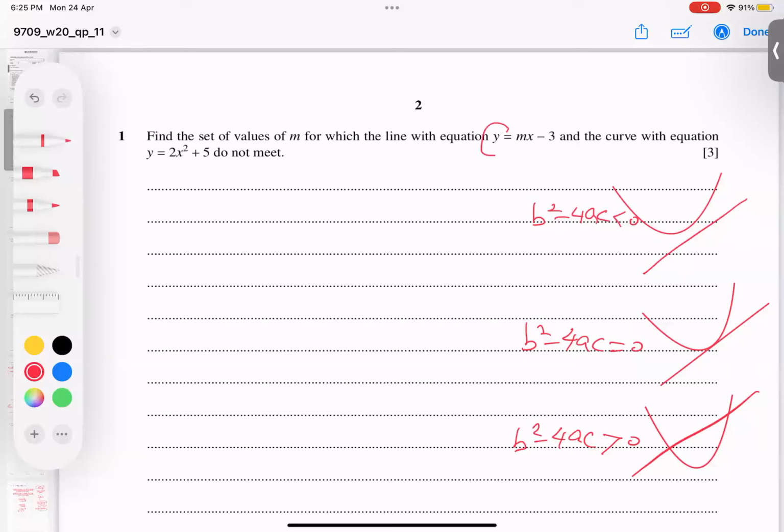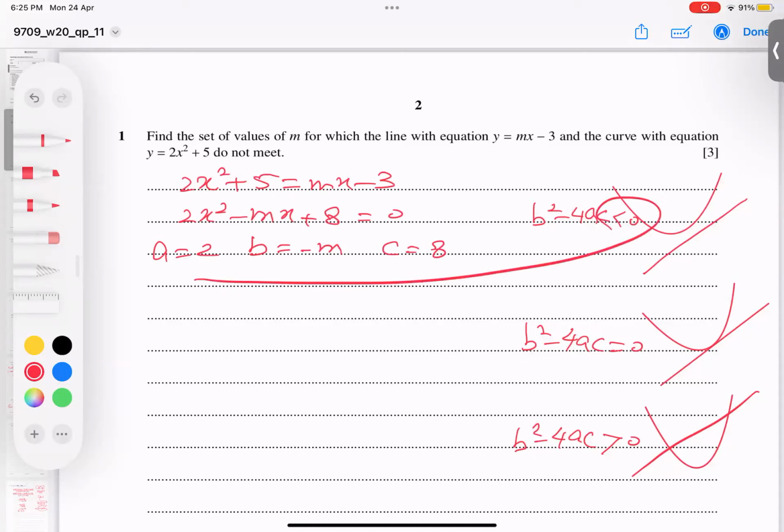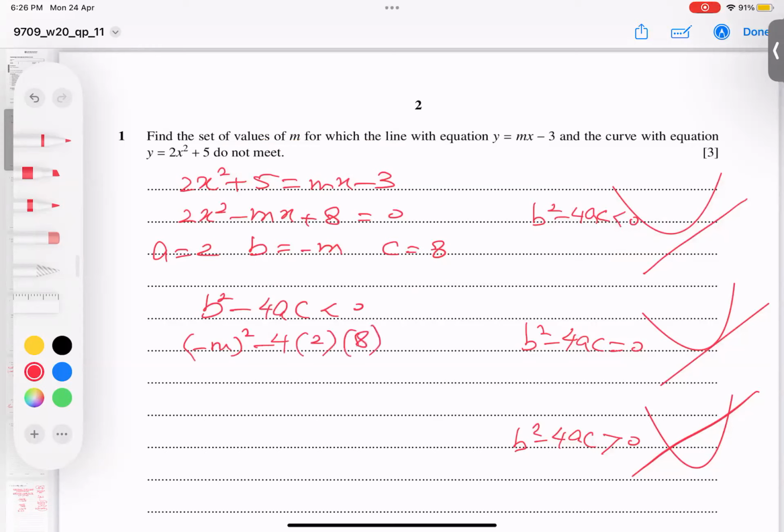So step number 1, this y and y equals to each other, you have to eliminate the y using the substitution technique. Done. Bring all values to the left hand side. Done. What is a value? 2, b value is minus m, c value 8. Now I'm going to apply this criteria. He said don't meet. So b square minus 4ac less than 0. b is minus m, a is 2, c is 8, less than 0.